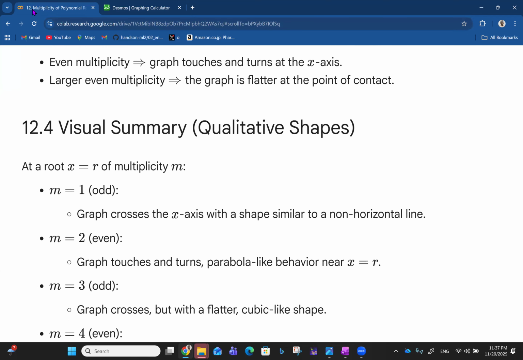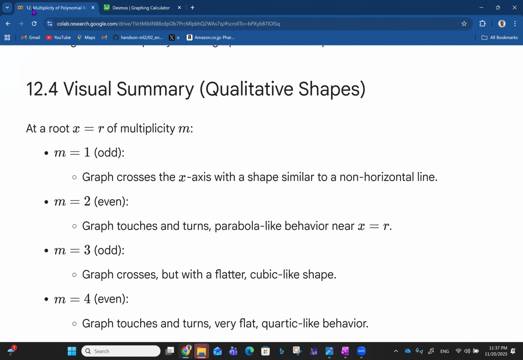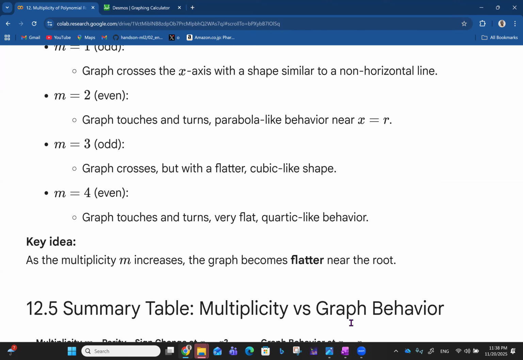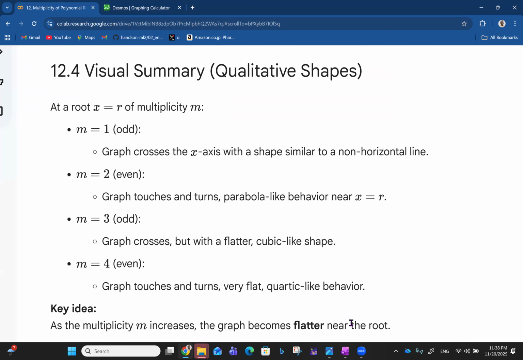So like that. So in summary, visual summary for qualitative shapes now. Okay, I've shown you all of these things on the graph directly. So at root x equals r of multiplicity m equal to 1, that is odd, the graph crosses the x-axis with a shape similar to a non-horizontal line. Then m equals 2 is even, graph touches and turns, parabola-like behavior near x equals r. When m is 3, which is odd, graph crosses but with a flatter cubic-like shape, right? When m is equal to 4, which is even, graph touches and turns, very flat, quartic-like behavior. I've shown you all of that. So the key idea is that as the multiplicity m increases, the graph becomes flatter near the root, basically.